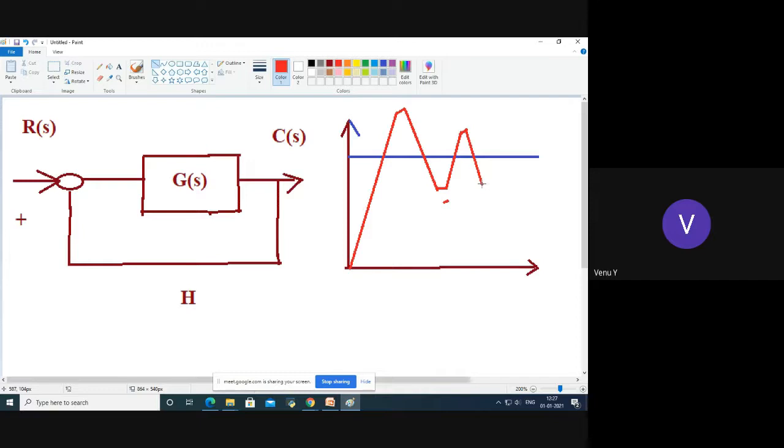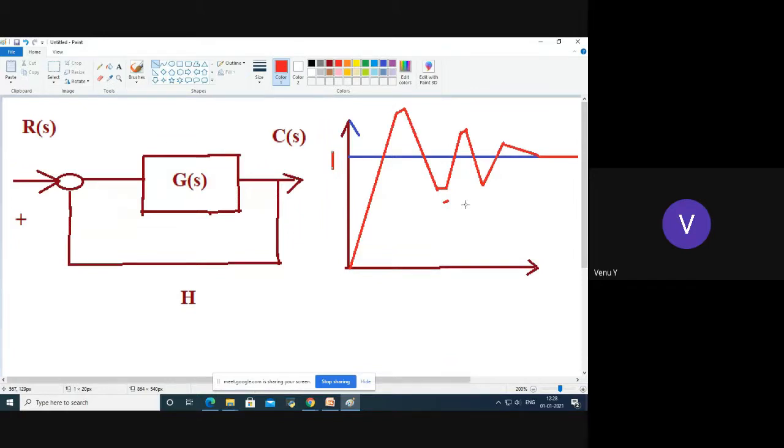And so on, after some time it reaches your steady state. So this steady state may be zero error or small error, less than 2% or 5%, which is in the acceptable limit. This is step input 1. So this is the classical control system response, isn't it?